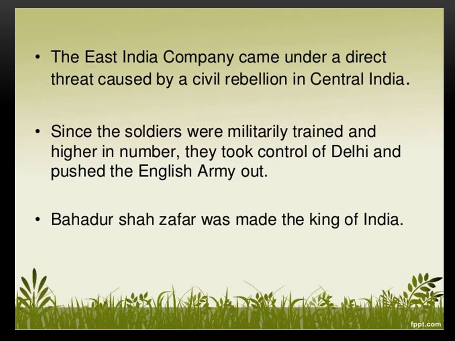The East India Company came under a direct threat caused by a civil rebellion in central India. Since the soldiers were militarily trained and higher in number, they took control of Delhi and pushed the English army out. Bahadur Shah Zafar was made the King of India.